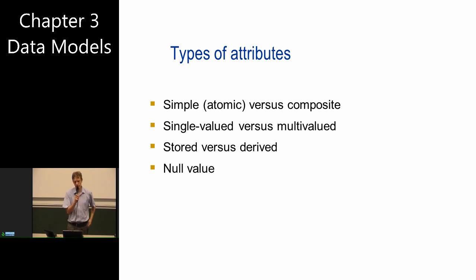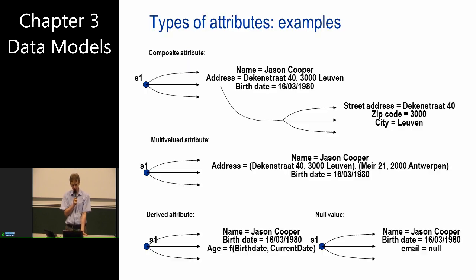Now the attributes could be of various types. They could be simple, atomic, or composite. They could be single-valued or multi-valued. They can be stored versus derived, or you can also have null values. Let's zoom into that in a little bit more detail. A simple attribute type is an attribute type which is atomic, which cannot be further meaningfully decomposed. A composite attribute type is an attribute type which is composed and which is composable, so we can compose it into subparts. Here you can see an address composite attribute type that can be decomposed into street address, zip code, and city, for example.